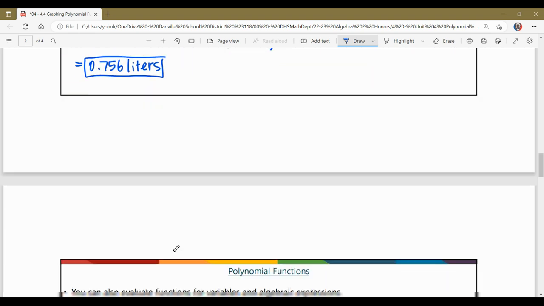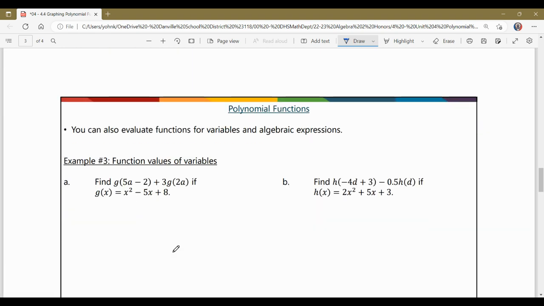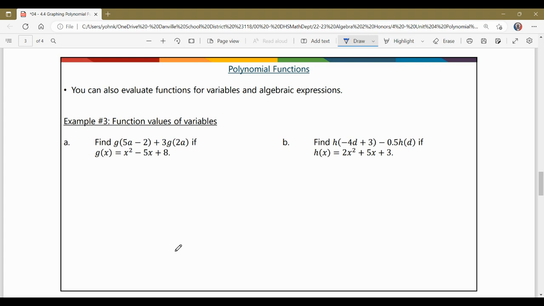Now you can also calculate function values for variables and expressions. So I want to find g(5a - 2) + 3g(2a) if g(x) = x^2 - 5x + 8. Well, I kind of have two parts here. I have g(5a - 2), and I have 3 times g(2a). I'm going to find those separately and then add them together.